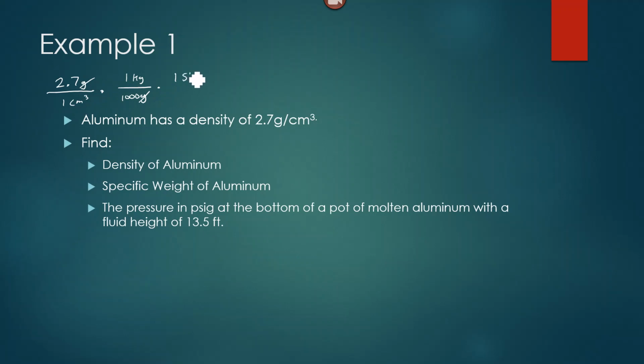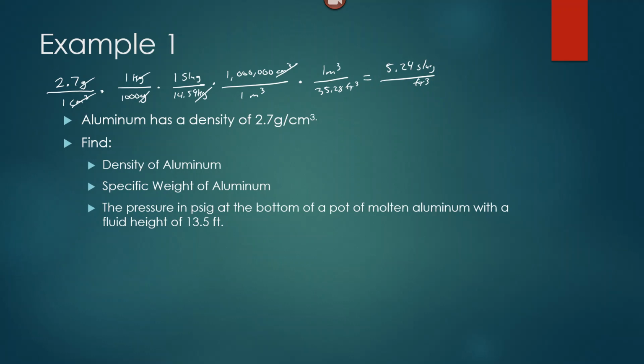1 slug is 14.59 kilograms. Kilograms cancel. 1 million centimeters cubed equals 1 meter cubed. Meters cubed cancel. 1 meter cubed equals 35.28 feet cubed. So we get 5.24 slug per foot cubed.